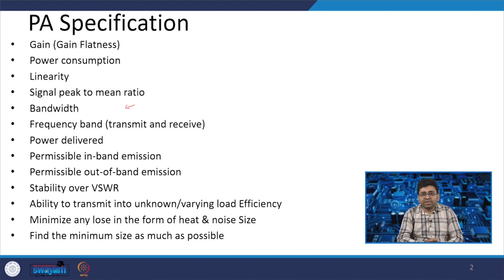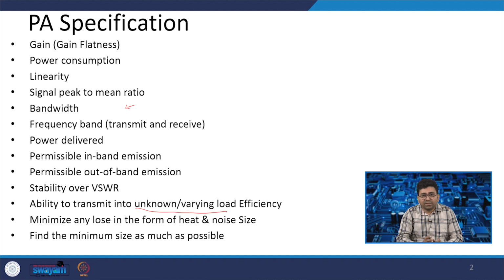Ability to transmit into unknown and varying load efficiency. So, it should have this ability, because the power amplifier is connected to the antenna. That antenna might have a different load condition, and your power amplifier should work, it should have the ability to transmit into an unknown and varying load efficiency.